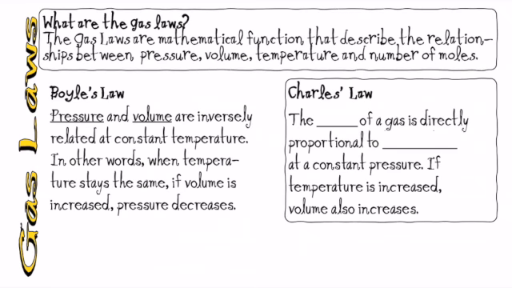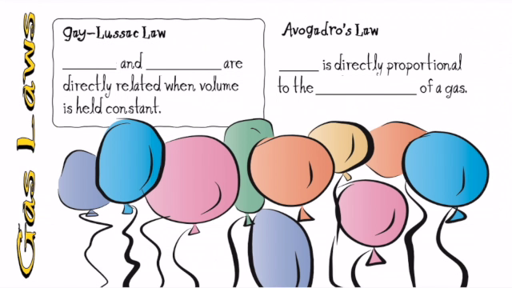Charles' law: the volume of a gas is directly proportional to the temperature at a constant pressure. If the temperature is increased, volume also increases. Gay-Lussac's law: pressure and temperature are directly related when volume is held constant. And Avogadro's law: volume is directly proportional to the number of moles of a gas.